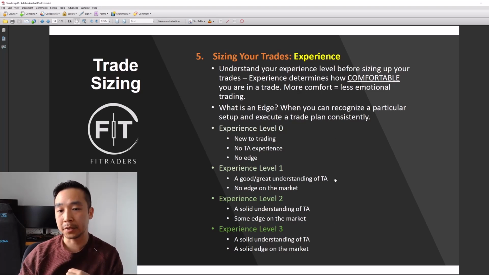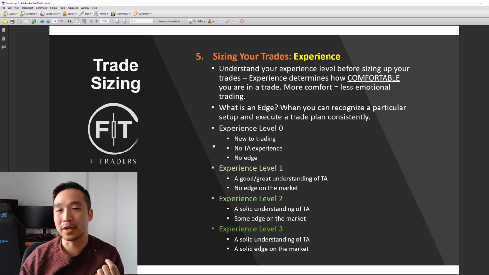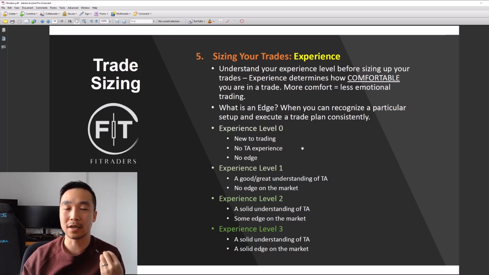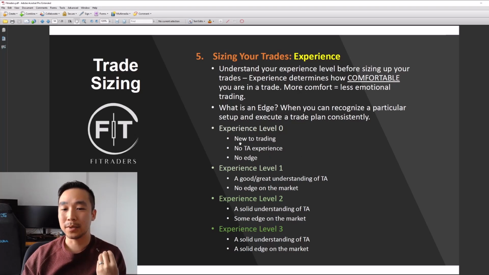So we've got our different experience levels here. You've got to figure out which one you're in. Experience level 0: you're new to trading. You don't have a lot of TA experience, and you don't have an edge in the market. So where do you have to work? You've got to start learning the TA, start having a little more time in front of the charts, understand the different patterns that are setting up, recognizing different patterns. If you can't even recognize the patterns, you're not going to be able to understand how to play those patterns. So the first thing you've got to do is just work on your TA.